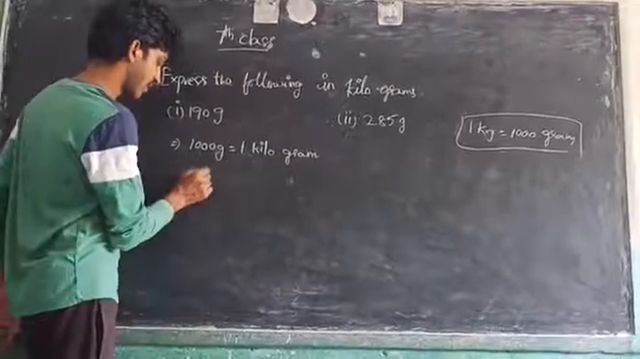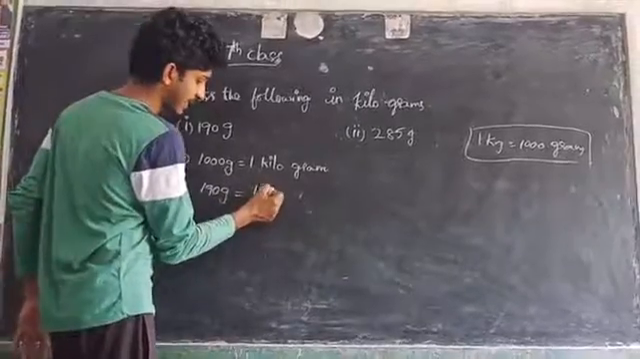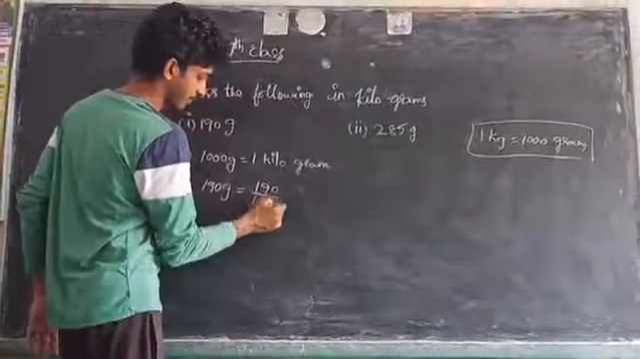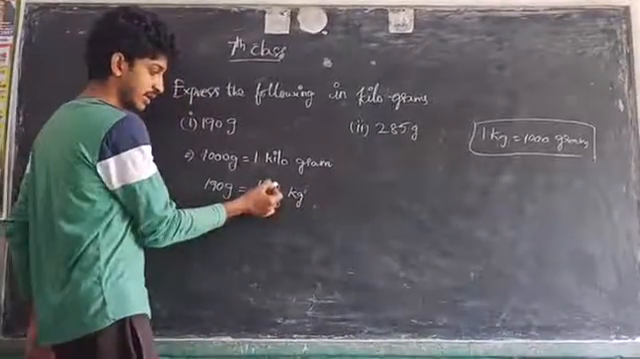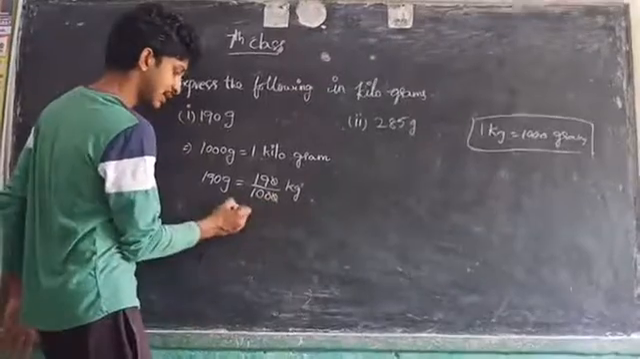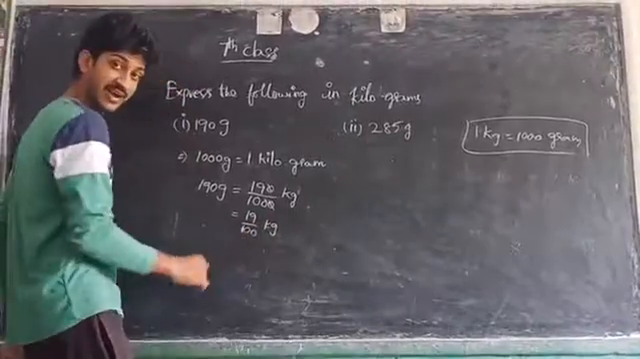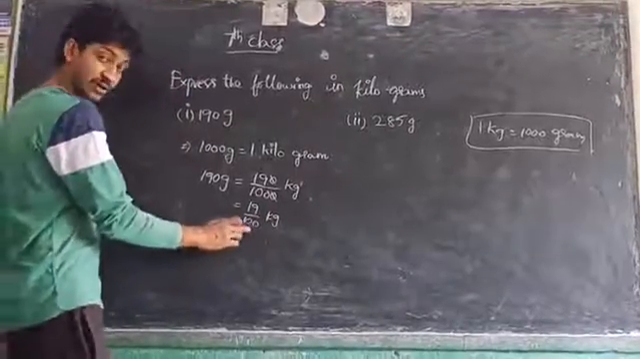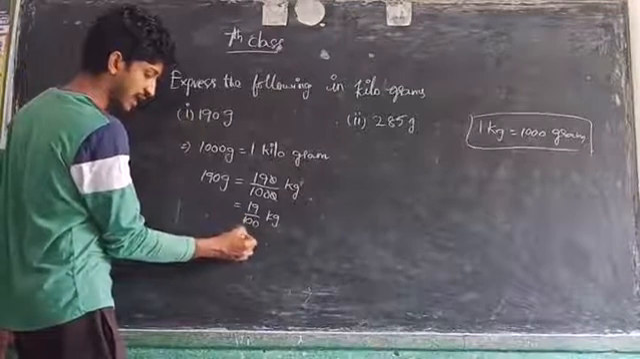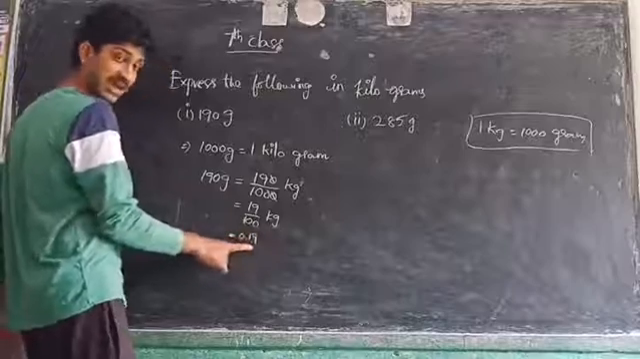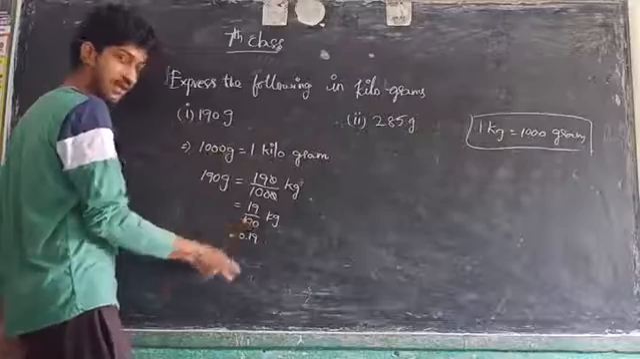That implies 190 grams is equal to 190 divided by 1000 kg. So here this 0 and this 0 are cancelled. 19 by 100 kgs. If you divide this, there are 2 zeros in the denominator, so we can write it as 0., and after the point we can write 2 digits, because we have 100 in the denominator.